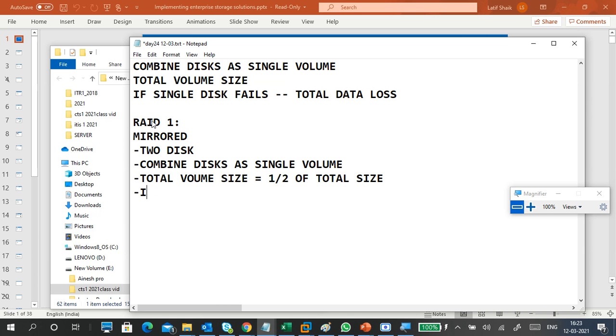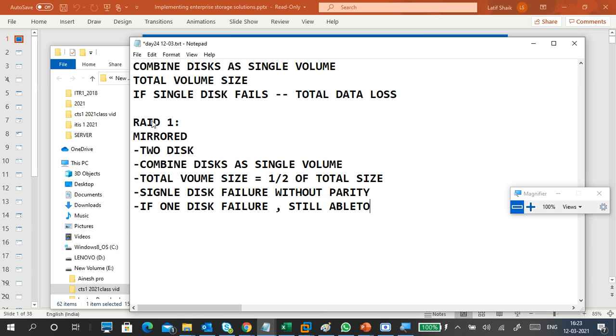Okay. If a single disk failure is allowed, it is called single disk failure without parity. No parity bits here. If one disk fails, no problem. We can still access the data. If one disk fails, you are still able to access data.